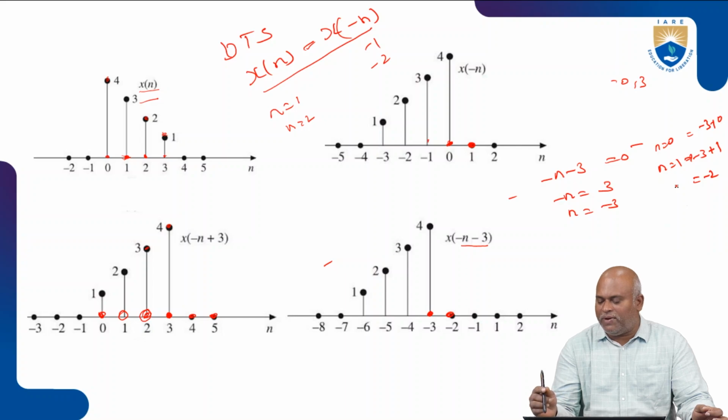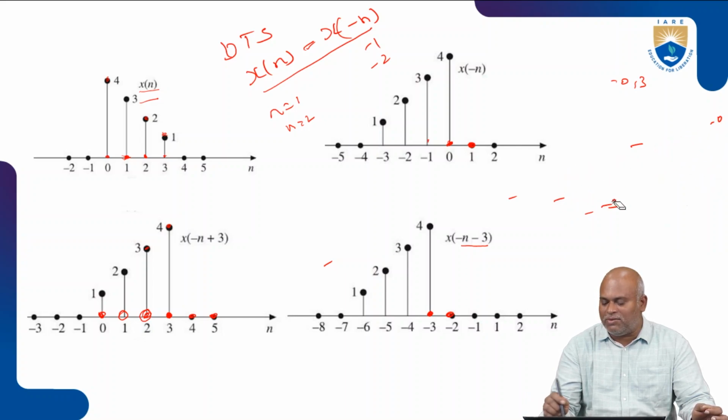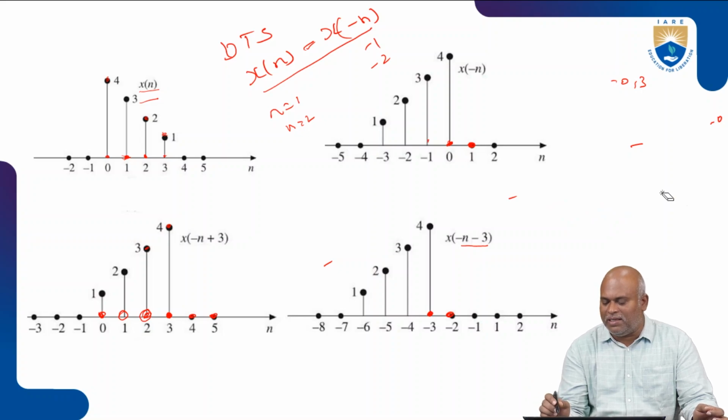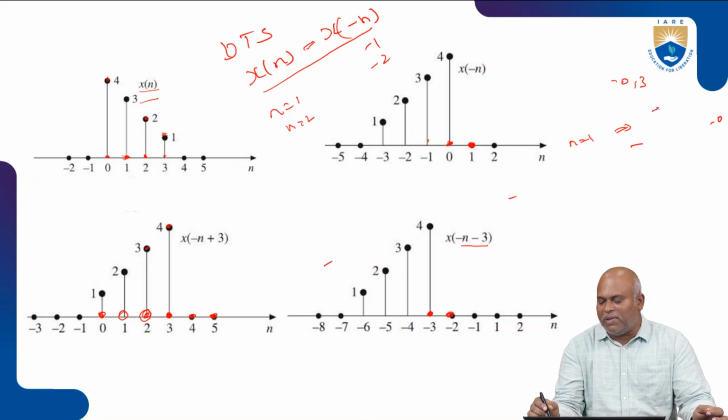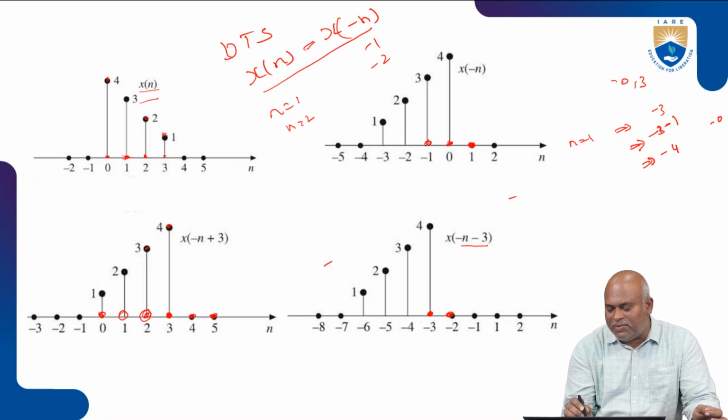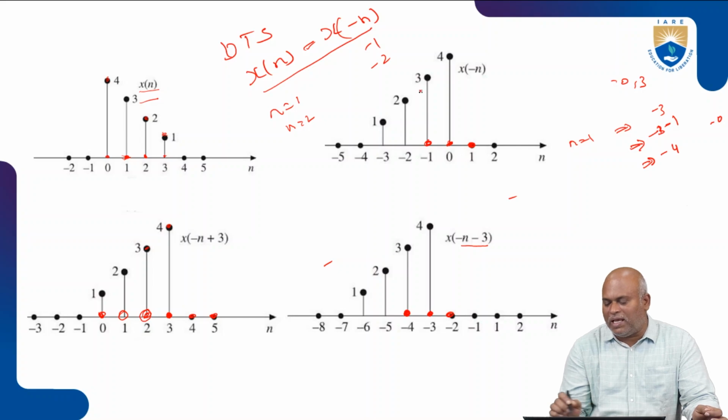Next we go for another one, n equal to minus 1. Now I take n equal to minus 1. We represent this value as minus 3, minus 1 in the sense, what will happen? Minus 3 minus 1 is represented as minus 4. So the minus 1st position is going to be shifted to the minus 4th position of the amplitude.